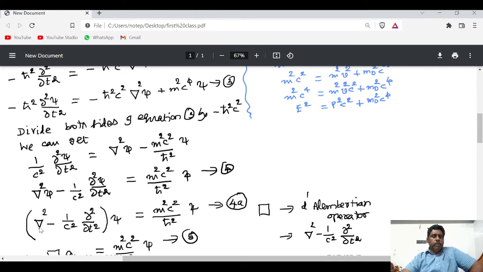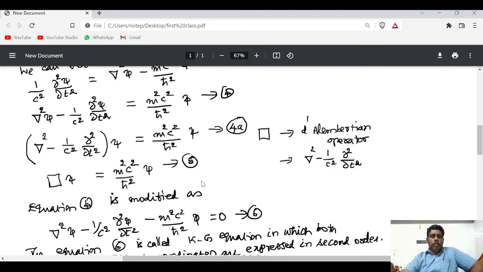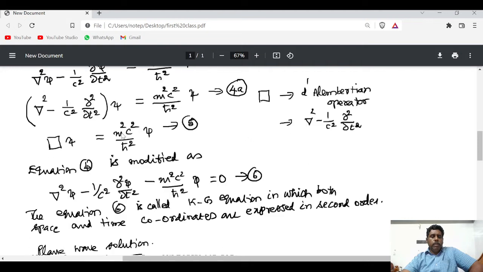If you take psi outside, we can get del square minus 1 by c square dou square by dou t square within the bracket. This is called the D'Alembert operator. So the D'Alembert operator operating on psi is equal to m square c square by h cross square into psi. In this equation 4, you see the space coordinates are in second order and the time is also in second order, dou square by dou t square. So this is our Klein equation. Del square psi minus 1 by c square dou square psi by dou t square minus m square c square by h cross square into psi equal to 0.